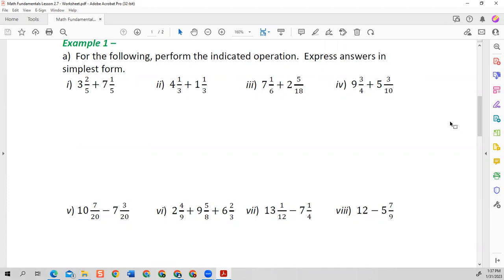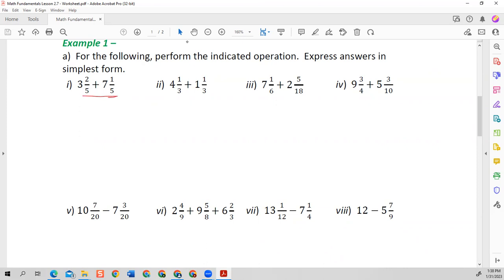I'm just going to show you the new school way. If you want to use the old school method, that's fine. Just be careful and watch your steps. Okay. So I'm going to do one with addition, and let's do one with subtraction.